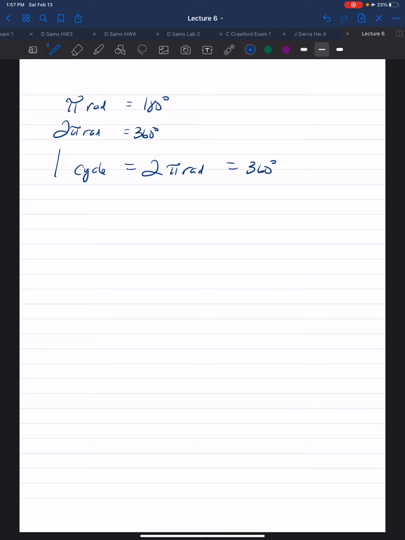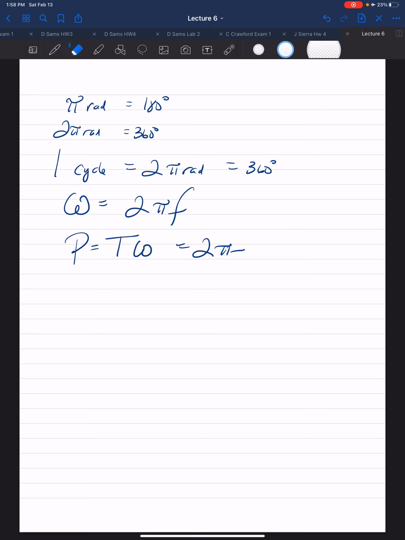Therefore, we can redefine our angular velocity, omega, as 2 pi times f, the frequency. And then we can rewrite our power equation from the torque times the angular velocity. We can rewrite it as 2 pi f times the torque.